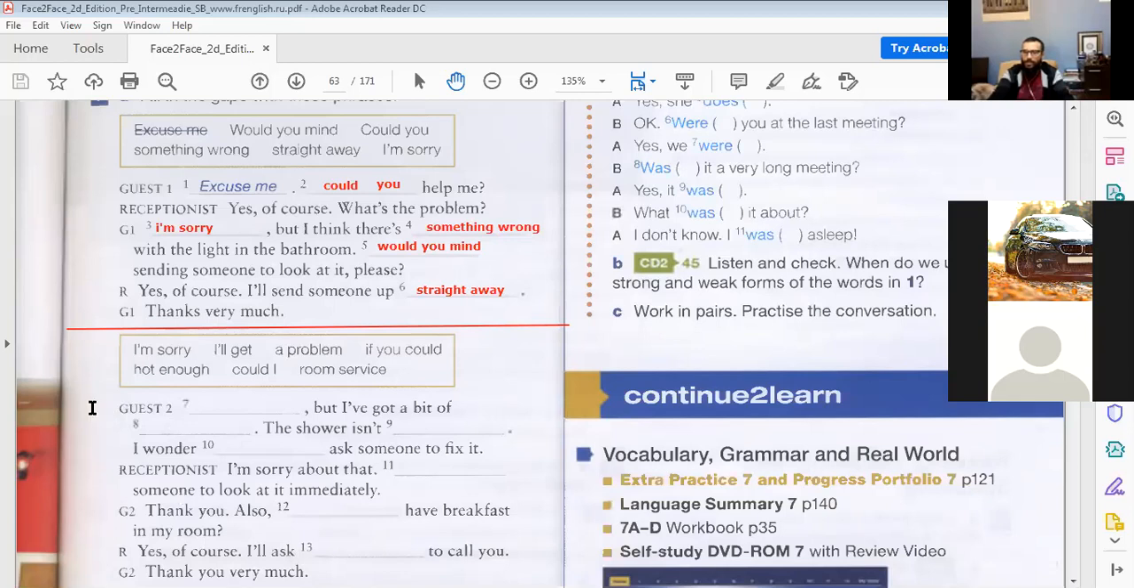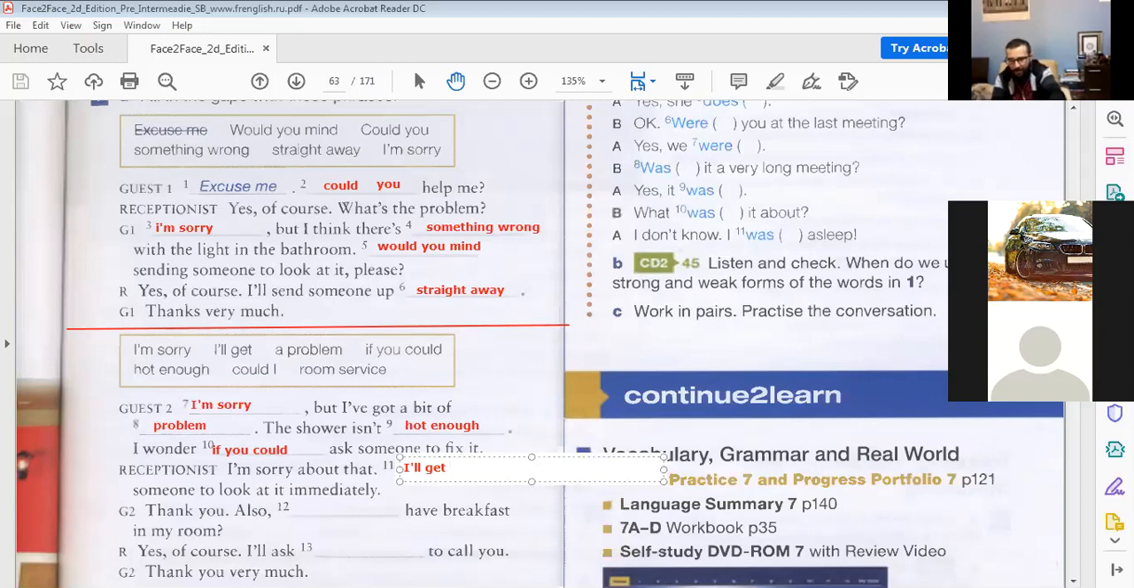I'm sorry, but I have got a bit of a problem. The shower isn't hot enough. Got a bit of a problem. The shower isn't hot enough. Okay, so receptionist. Continue. I wonder if you could ask someone to fix it. I'm sorry about that. I'll get someone to look at it immediately. Thank you.